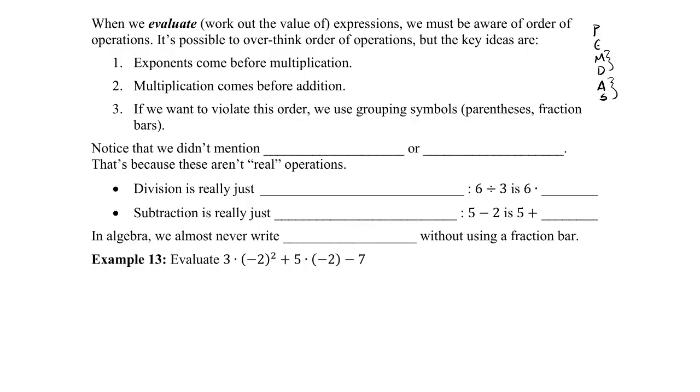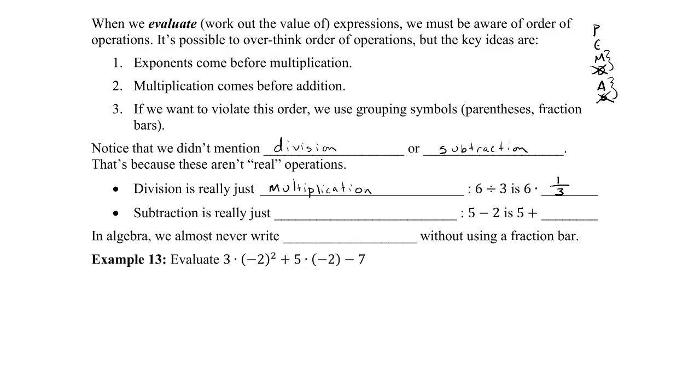So notice in this order, we didn't mention division, and we didn't mention subtraction. And that's because those aren't really real operations. Division, what we call division, is really just multiplication in a funny hat. When we want to divide by some number, we're actually multiplying by its reciprocal. So for example, if we're taking 6 divided by 3, that's actually 6 times 1/3.